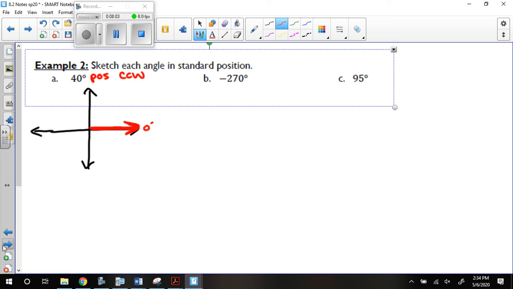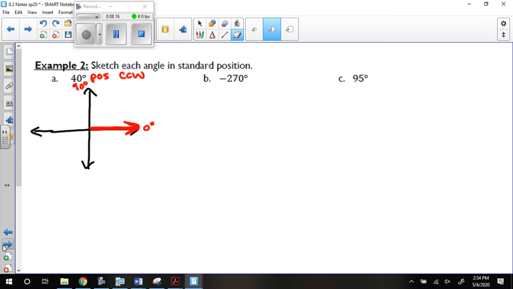Okay, here's 0 degrees, and up top is 90 degrees. We know we're going to be in quadrant 1 because it's 40 degrees, which is in between 0 and 90. It's less than halfway between 0 and 90, because halfway would be 45. So I'm going to sketch my angle a little bit less than halfway through the angle.